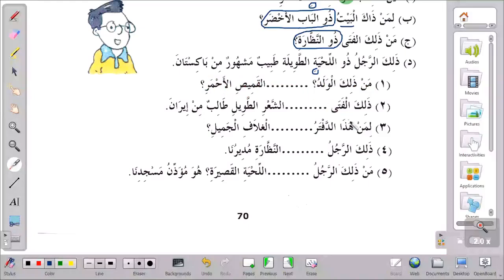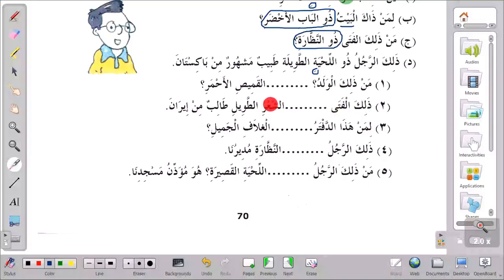Zul qamis al-ahmari. Then here, zalika al-fata, ذو الشعر الطويل طالب من Iran. Okay, that young man. Fata means what? Young man, right? So that young man, ذو الشعر, with hair. Sharun is hair, the hair. Whether the hair on your skin or mostly the hair on your head.